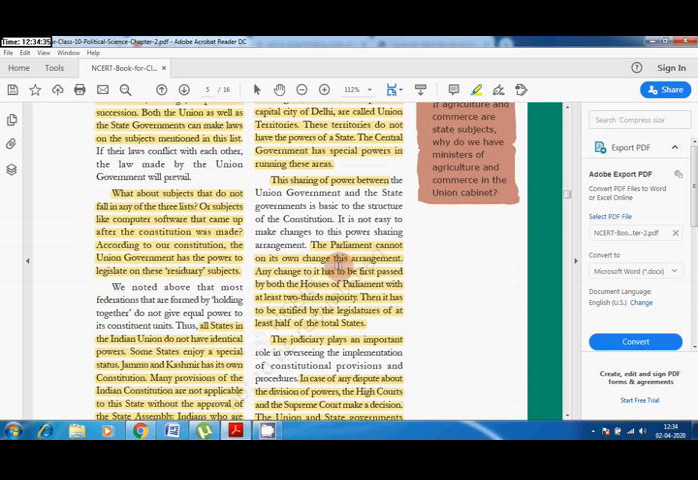Now, the sharing of power. The parliament cannot make any change to this arrangement. The division of power made by the constitution cannot be changed by the Indian parliament alone. Any change to it has to be first passed by both the houses of parliament with at least a two-third majority. Two-third majority is equal to 67%, and then it has to be ratified, approved by at least half of the state Vidhan Sabhas. So it is a very difficult procedure to make any amendment in the constitution in terms of this division of power.